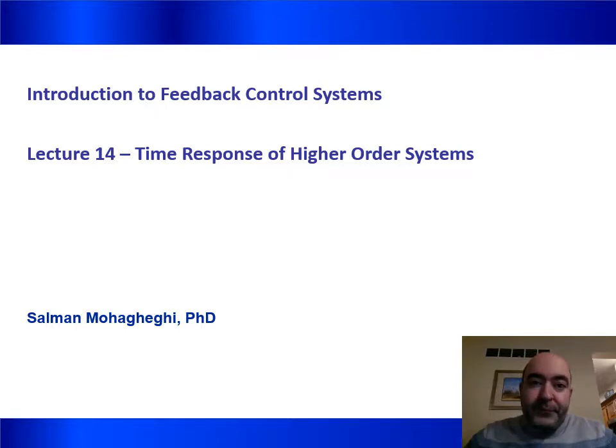Hi everyone. Today we'll continue our discussion of time response of dynamic systems by focusing on higher order systems. Up until now we have talked about first order and second order systems. These are transfer functions with a single pole or two poles. Most realistic systems, however, have more than two poles, and they might have a couple zeros as well. So this is what we're going to focus on today, and we're going to learn how to model more complicated systems.